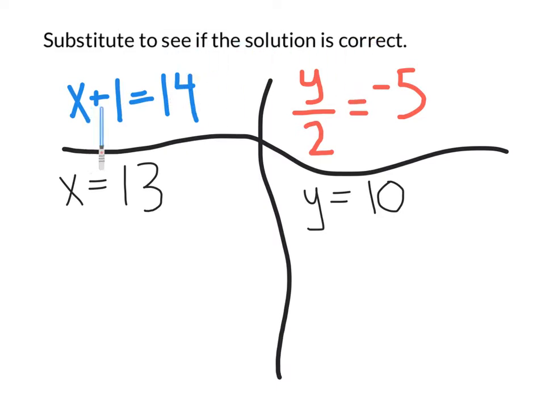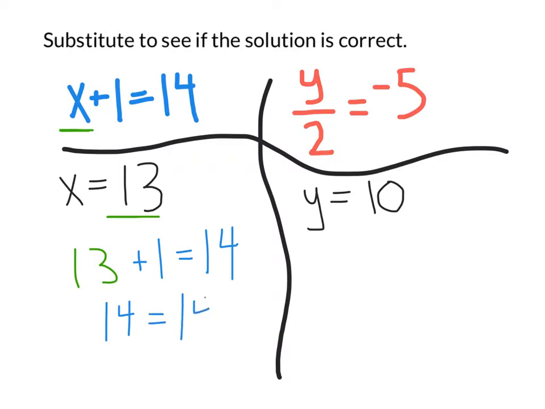First we have x plus 1 equals 14. The solution is x equals 13. So first let's take that 13 and substitute it in for our x. That's going to give us 13 plus 1 equals 14. You can see instead of the x, we have put in 13. Now, is 13 plus 1 equal to 14? Well, 13 plus 1 is 14. So we get 14 equals 14. This is a true statement. I'm going to put a check mark.